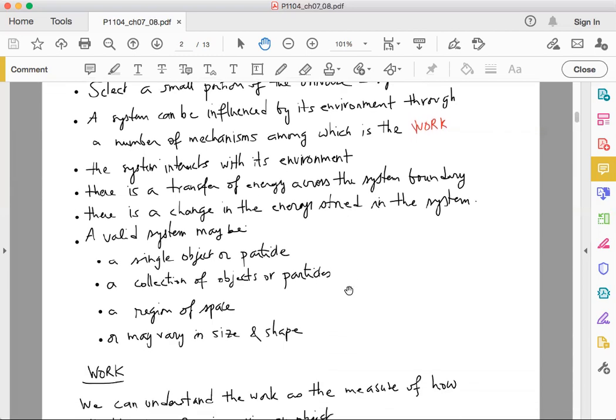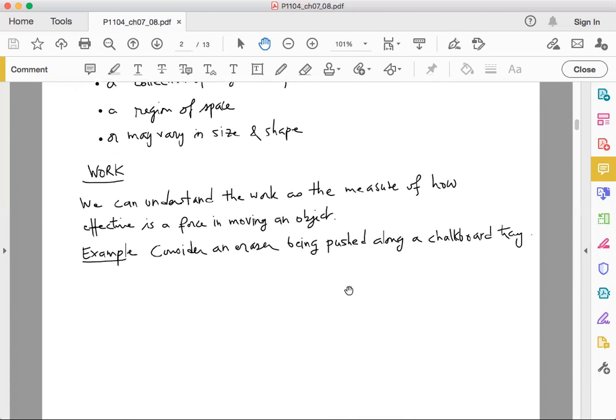In general, a valid system may be a single particle or a single object. It could be a collection of particles or a collection of objects. It could also be defined as a region of space. And finally, a valid system may vary in size and shape, so it's definitely not something fixed in size and shape. So this is it about the introduction. Let's now move on to discuss the mathematical concepts in this chapter, and let's start first by discussing the work.